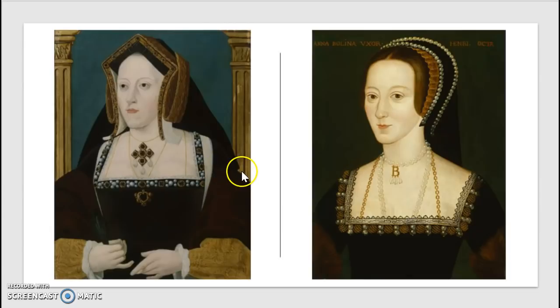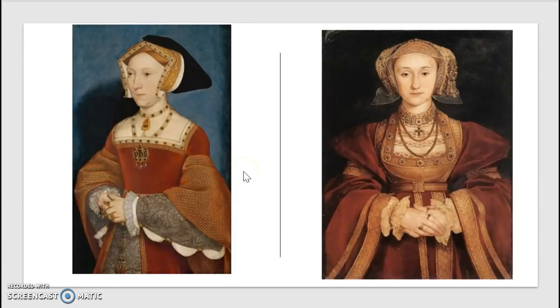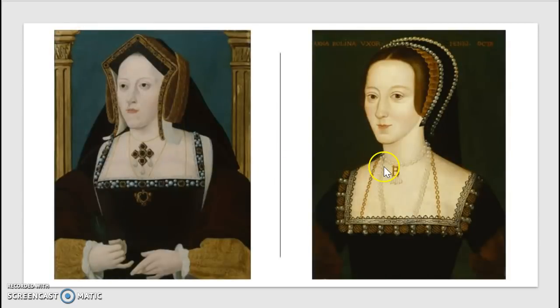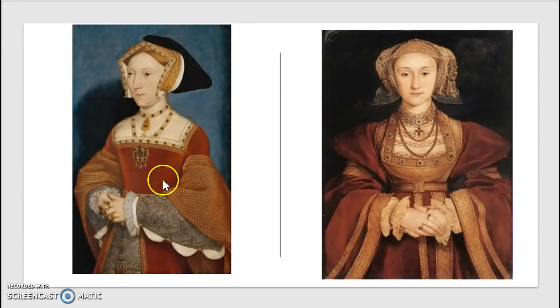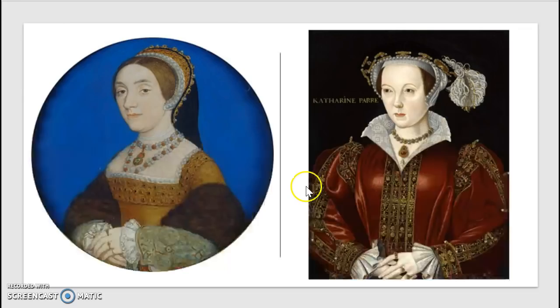Harry famously married many different women. His second wife was Anne Boleyn, who was Elizabeth's mother. Mary, who was also one of his heirs, was his daughter with Catherine. He then married Jane Seymour, followed by Anne of Cleves, and finally two Catherines, first Catherine Howard and then Catherine Parr.